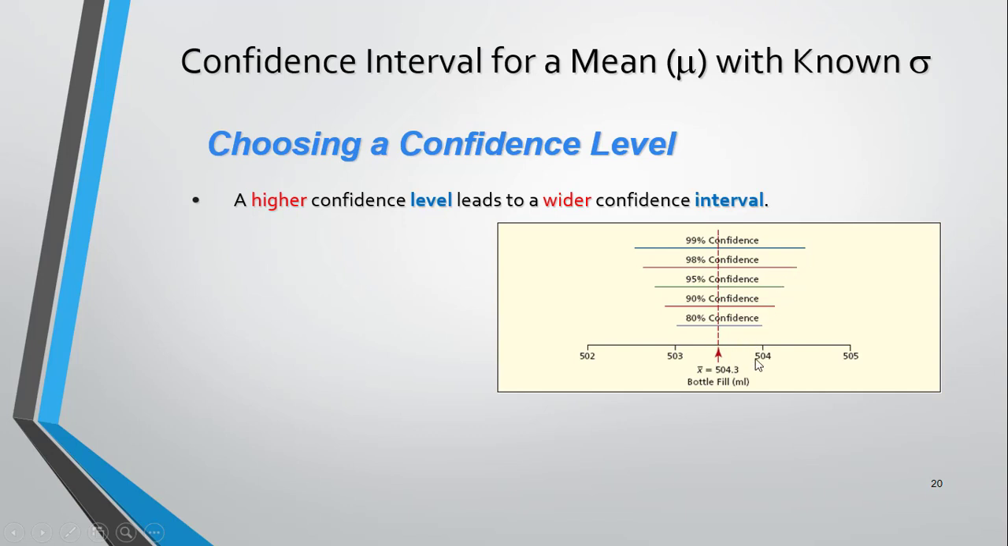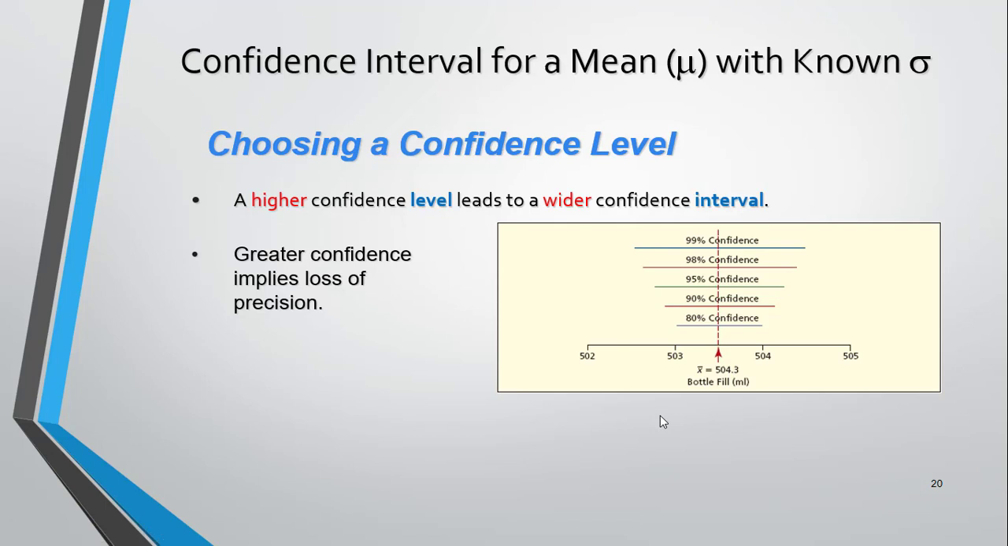Do we see why that's the case? If you want to be more confident, you have to enlarge, widen your area, your coverage, in order to include all the possible observations. If you don't want to be that confident, you can choose a smaller, narrower range. So that's the reason. A higher confidence level leads to a wider confidence interval, always.